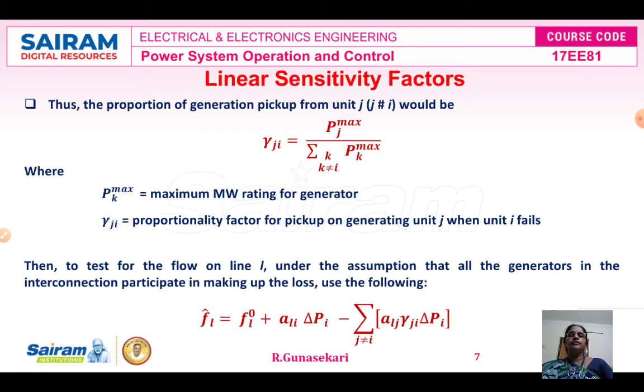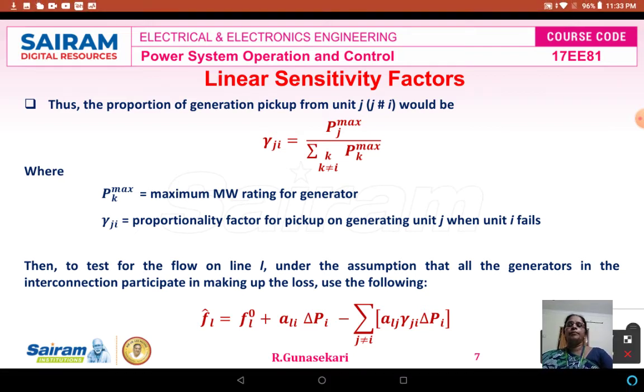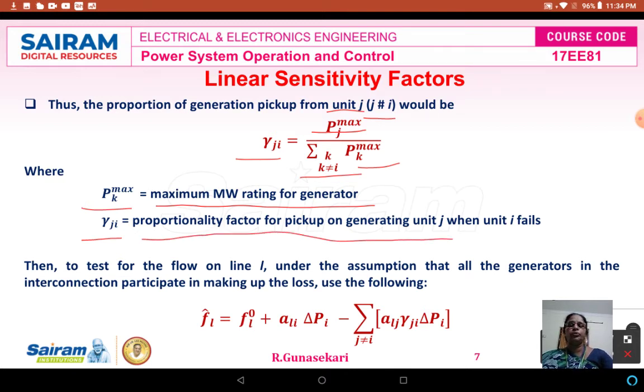Now, the proportion of the generation pickup from unit J, where J is not equal to I. Therefore, gamma with suffix J equals P_j maximum divided by the summation over K, where K is not equal to I, of P_k maximum. In this formula, P_k maximum is the maximum megawatt rating for the generator. Gamma_JI is the proportionality factor for pickup on generating unit J when unit I fails.